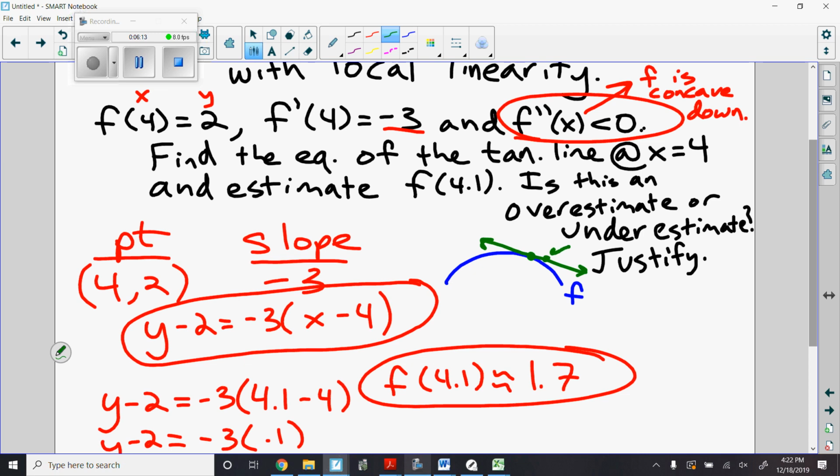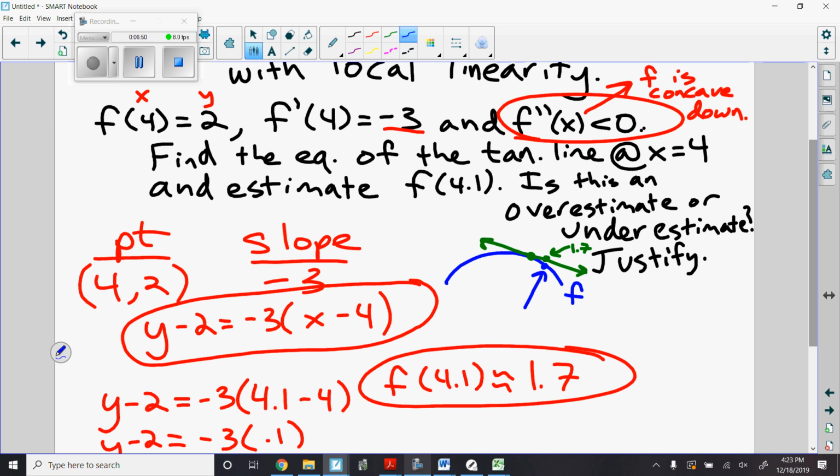So that's giving me a solution of 1.7, but I'm using it to estimate this blue point right here. And because the graph is concave down, we can tell that our estimate point is for sure bigger than the actual f of 4.1, which we're trying to estimate. 1.7 is pretty close, but it's too big of an answer. The actual answer maybe is like 1.65 or 1.68. We don't know exactly what it is, but we know 1.7 is an overestimate.